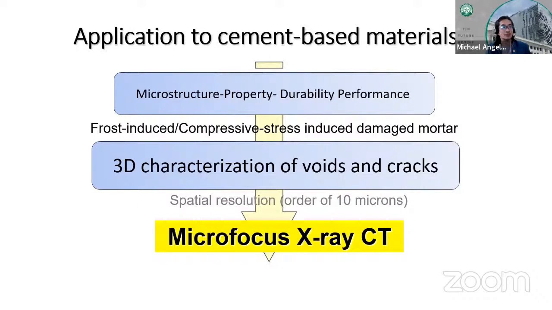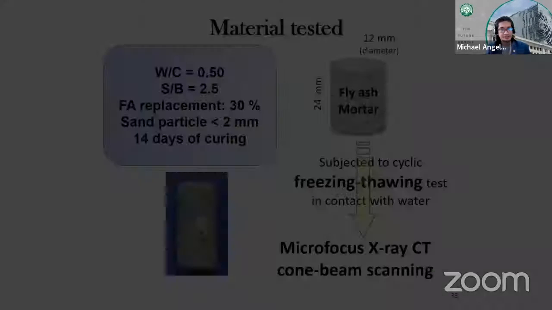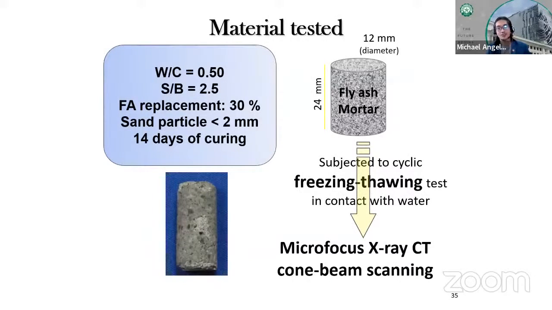In this case, I'm looking at damaged mortar. This is the information for the material of interest. I will not discuss this in detail; you can check our papers on this one. But as I have mentioned, I'm interested in seeing the cross section of the fly ash mortar initially and after subjecting it to freezing-thawing tests.